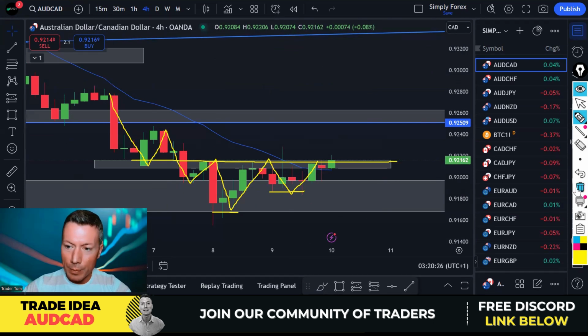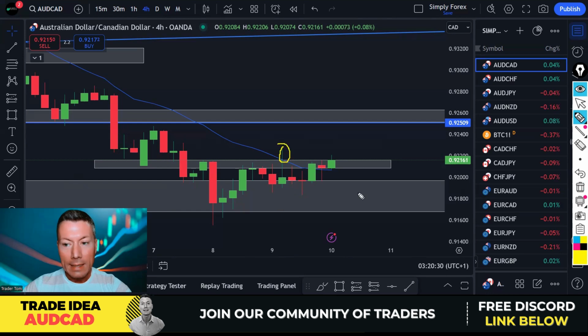And what makes it a little bit trickier is this wick, right? So this wick needs to be broken as well. So what I'm looking for, guys, is a bullish H4 candle that breaks this wick, right? We get a bit of a retrace, and then we can start buying to this level here.